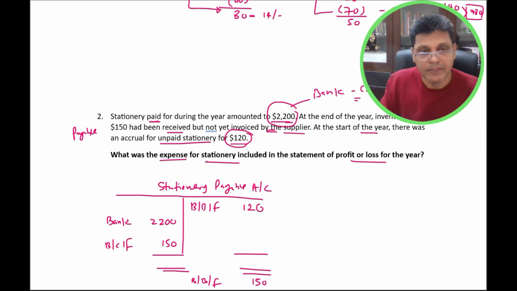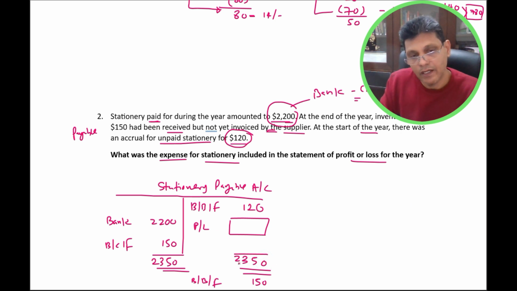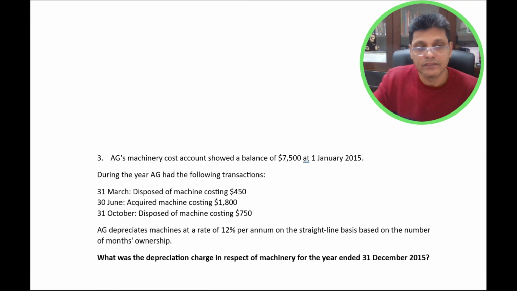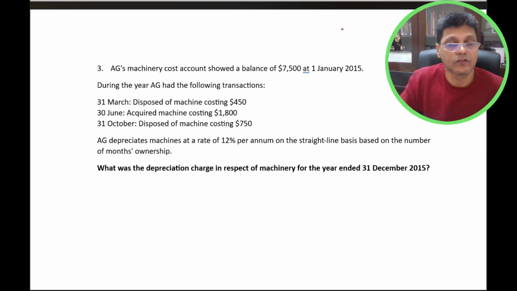So what was the expense for stationery included in the statement of profit or loss? When you take this, that will be the charge to the P&L account. So here you will credit and debit the P&L account. When you take the total 2,350, the amount will be 2,230. So this is the answer for this particular question. The amount to be charged to the P&L account is 2,230. So let's move on to the other question. Let's go through the question.